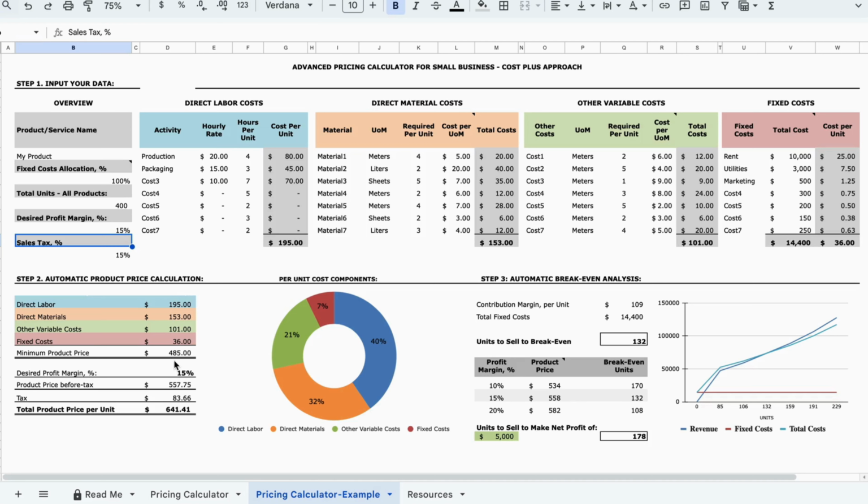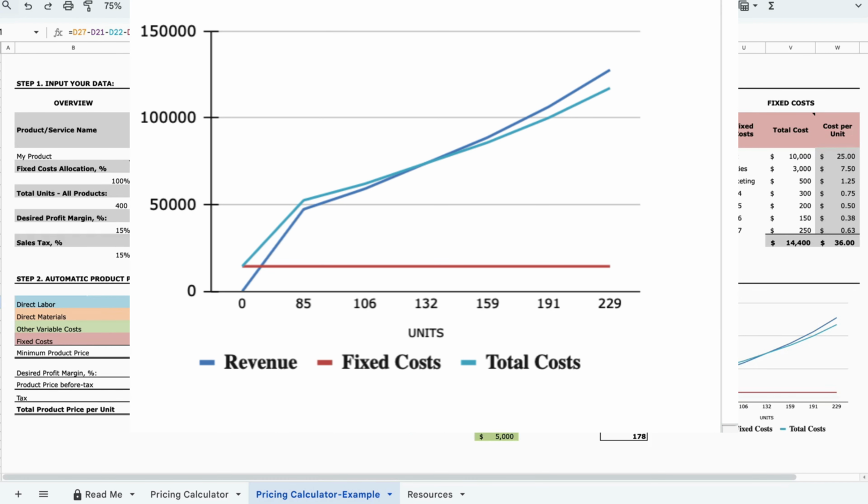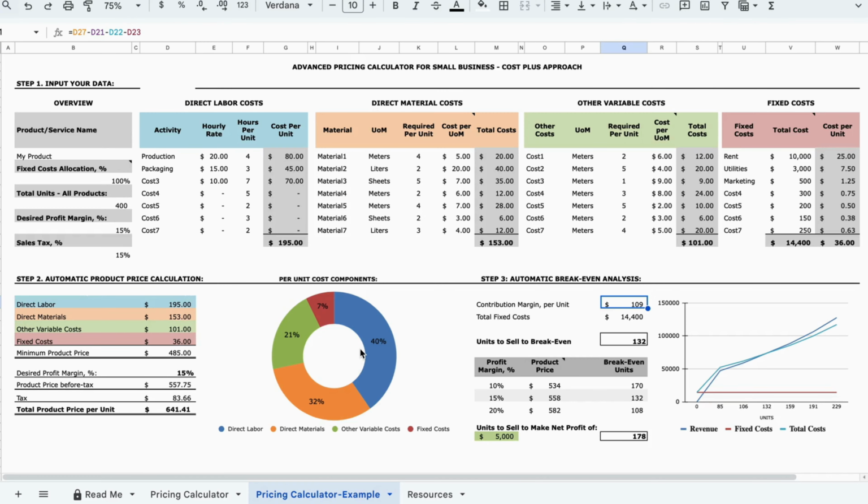Once your numbers are in, the dashboard automatically calculates a minimum product price to break even, a product price with the desired profit margin, the number of units to sell to break even, a contribution margin per unit, and even a visual chart showing where your revenue crosses your costs.